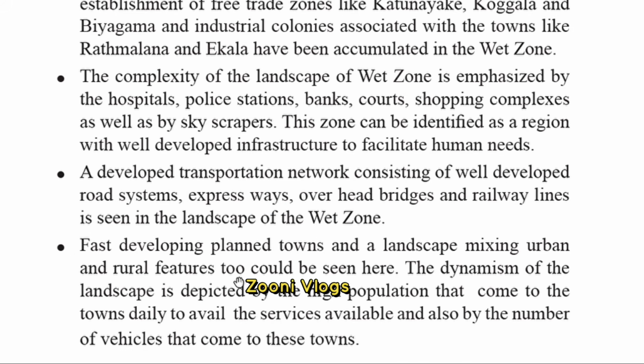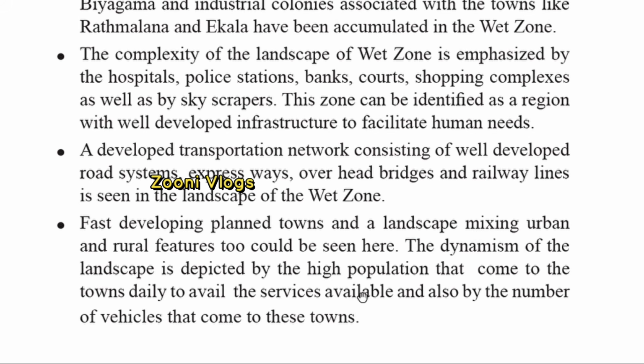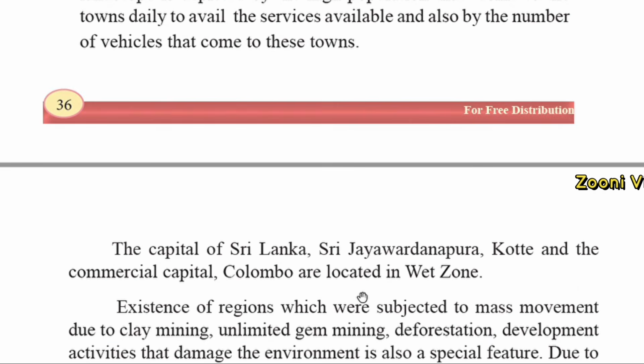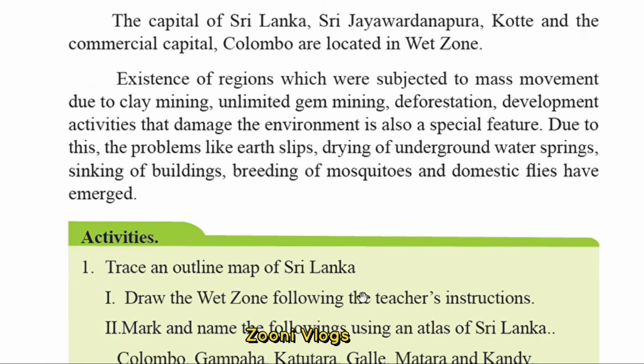The dynamism of the landscape is depicted by the high population that come to the towns daily to avail these services, and also by the number of vehicles that come to these towns. The capital of Sri Lanka, Sri Jayawardenepura, and the commercial capital Colombo are located in the wet zone.